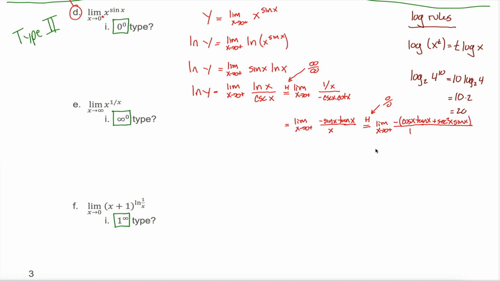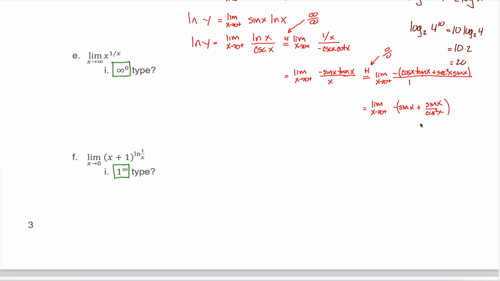Is this an indeterminate type? Again, no idea, but we can clean it up and figure it out. Tangent is sine over cosine, so cosine times tangent would just be equal to sine. This cosine and the cosine in the denominator of tangent cancel out, and then secant is 1 over cosine, so secant squared is 1 over cosine squared, so I got sine of x divided by cosine squared x.